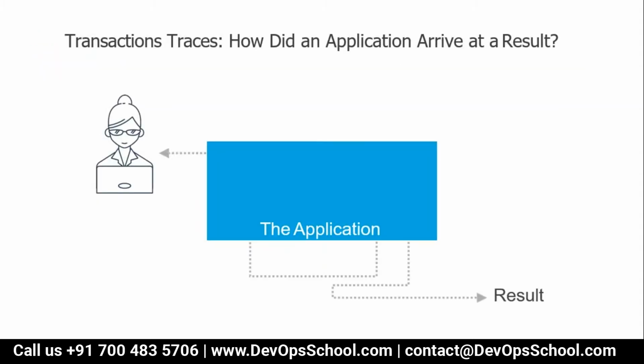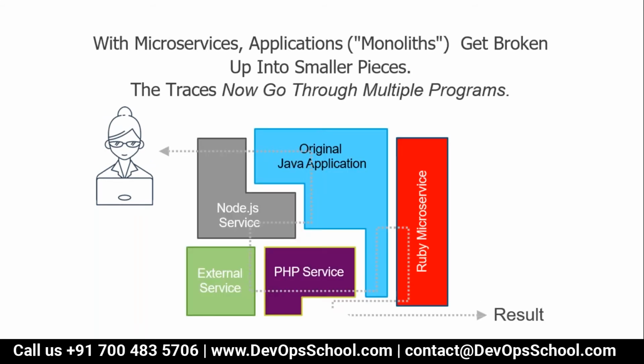So see here, from the user perspective, you make a request and then you get the results, no matter how many systems got involved to get to that response, which could be Node.js, external services, PHP services, Java application services, some different microservices and stuff like that. That's called a transaction.